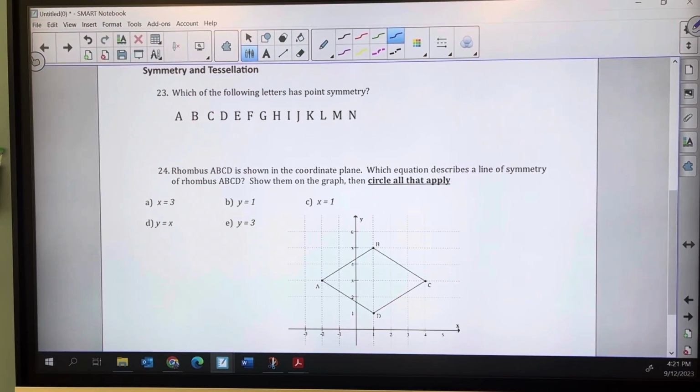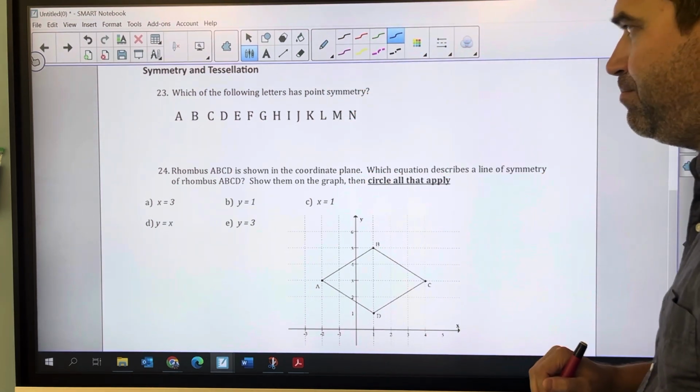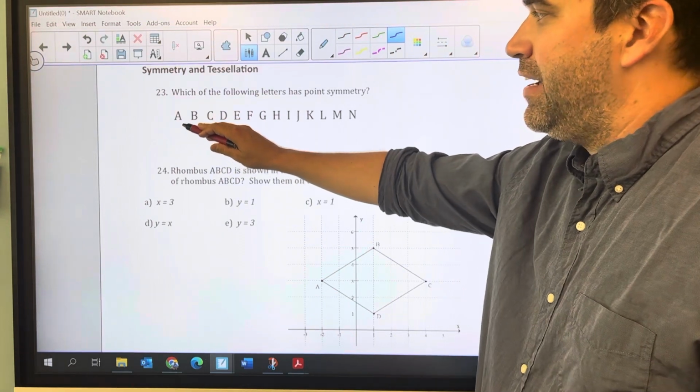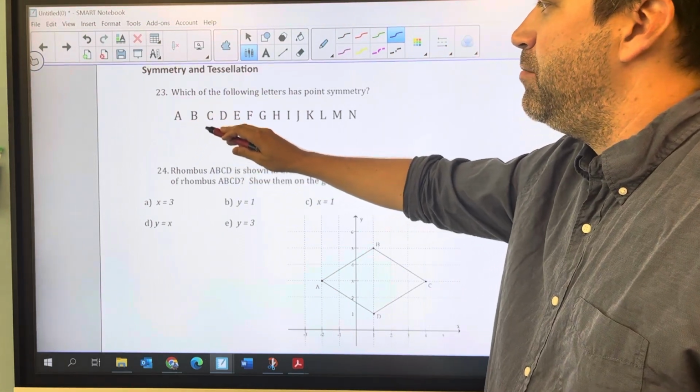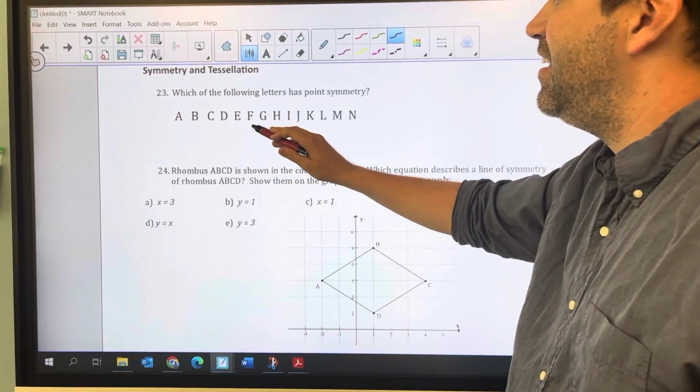Okay, letters, point symmetry. Point symmetry means you can turn it upside down and it looks the same. An A upside down is not going to look the same. It's going to have the point at the bottom. B will flip to the other side. C will open up on the other side.